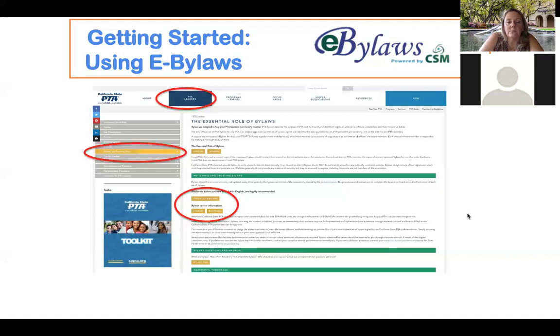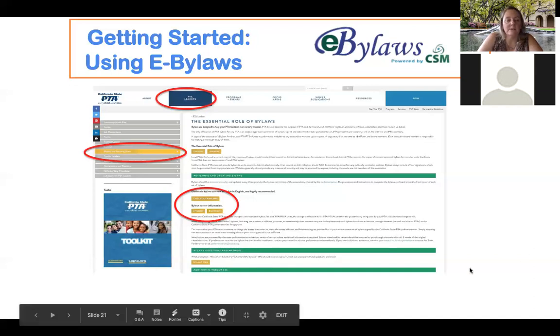If you need bylaws in a language other than English, please let me know, and we can work with the First District parliamentarian, who is a lot more experienced with doing the non-English bylaws than I am. That is possible, but e-bylaws is, I believe, in English. It looks like bilingual, but I'm not sure what language they have. So we can talk more about that if that's a question for you.